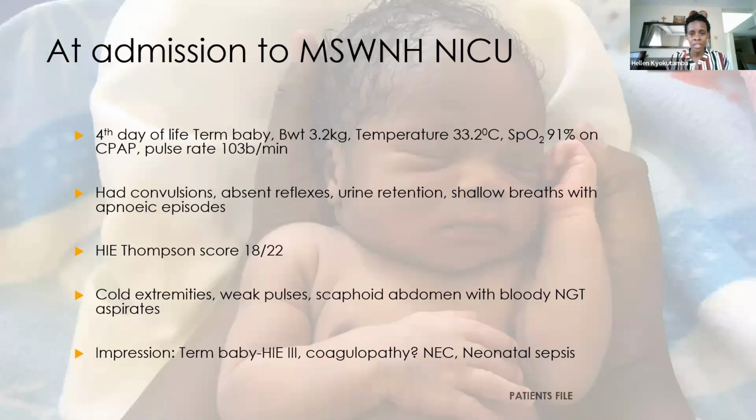At arrival, the baby had a temperature of 33.2. That was the accelerated temperature, and the SpO2 on CPAP. This baby was transferred on CPAP and arrived at Mulago with an SpO2 of 91 while on CPAP, and had a pulse rate of 103. Notably, this baby was really sick, was having convulsions. There were focal seizures in the upper limbs.